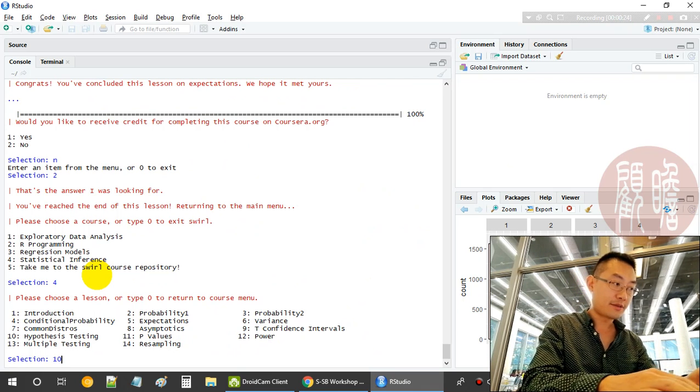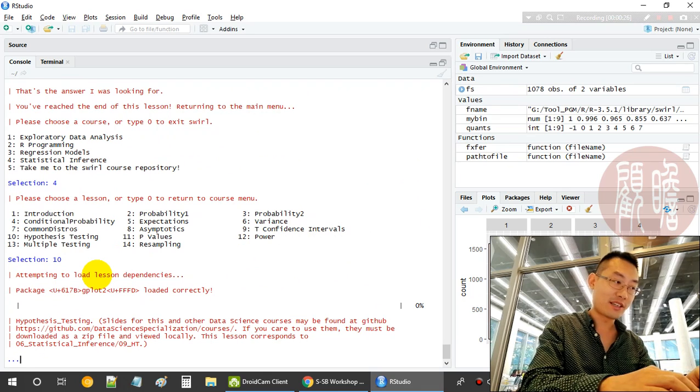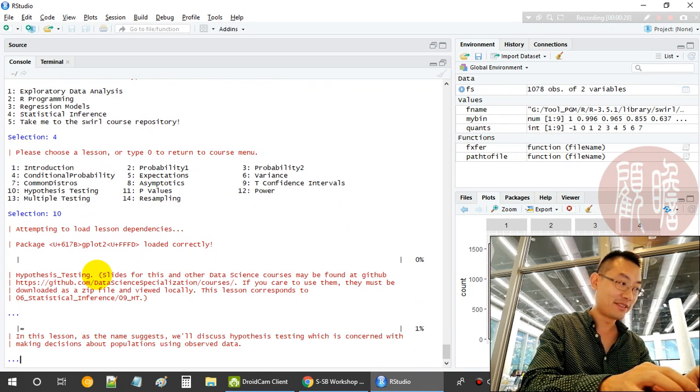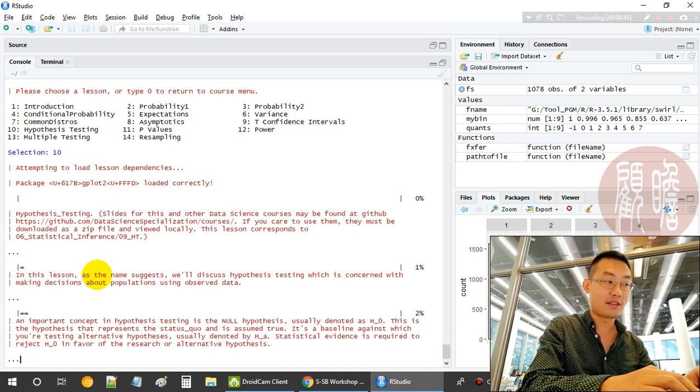Hypothesis testing. This is a pretty dry and deep session. In this lesson, as the name suggests, hypothesis testing is making decisions about the population using the observed sample data. So we infer the population by what we know. It's kind of predictions.